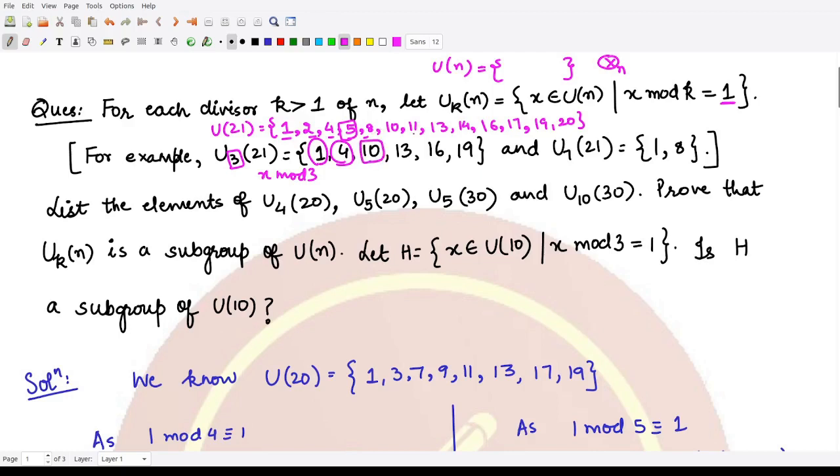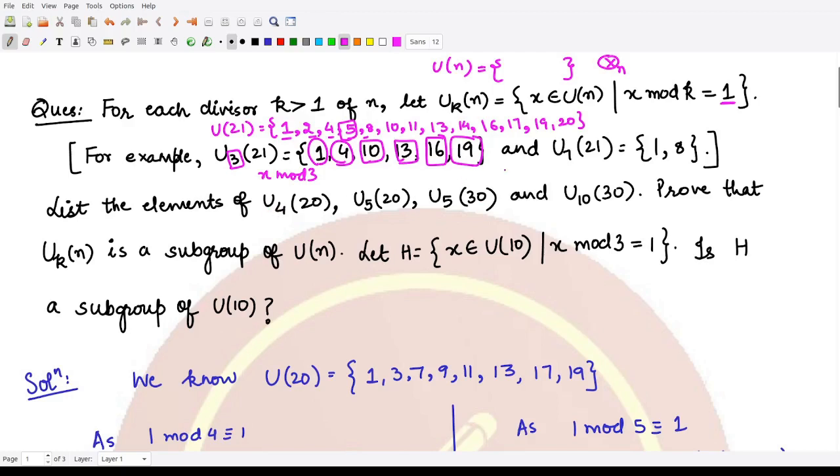11 mod 3 is how much? It is 2, right? It is not equal to 1. 13 mod 3 is how much? Well, it is 1. So we have kept it here. Then 14 mod 3, when you divide 14 by 3, you have 2 as the remainder, which is not equal to 1. 16 mod 3, yes, it gives us the remainder as 1. And 17 mod 3 is giving us the remainder as 2, so we won't count it. 19 mod 3 gives you 1 as the remainder when you divide it by 3. 20 mod 3 would give you 2 as the remainder, so we won't keep it within this group.